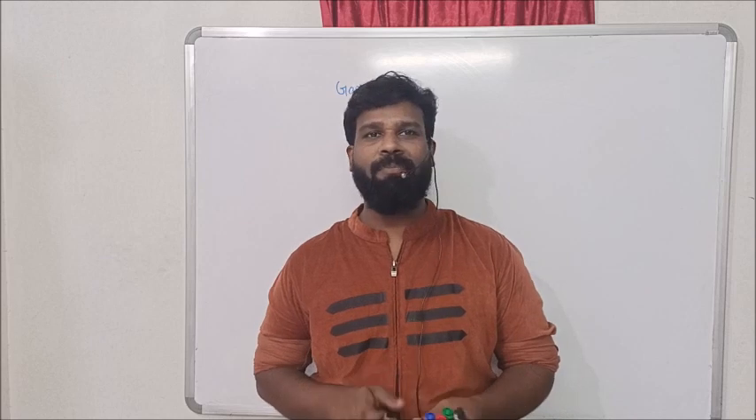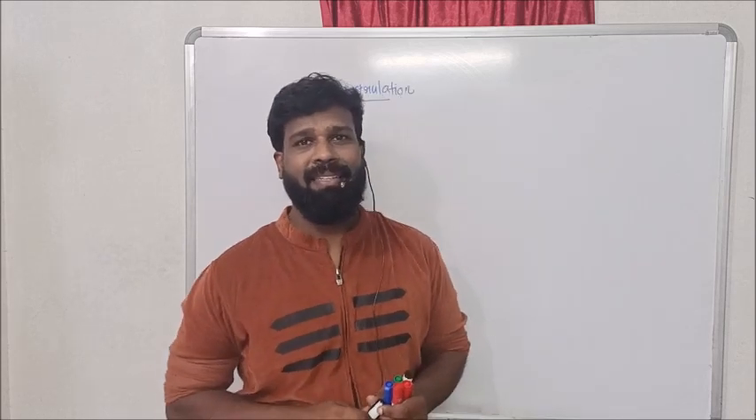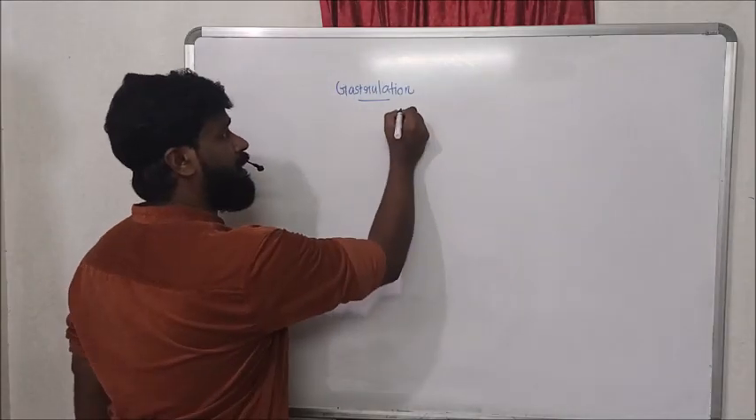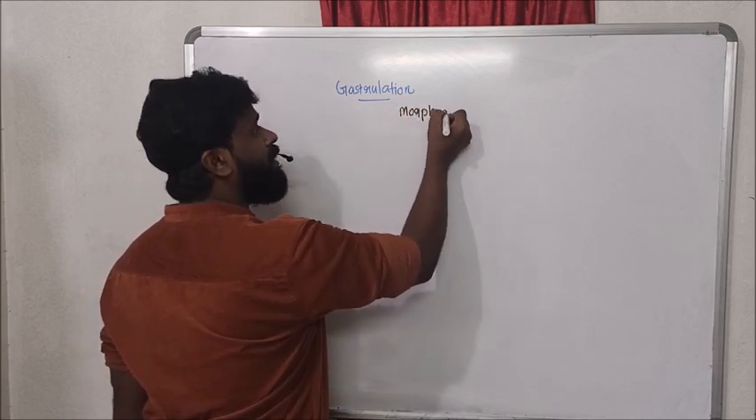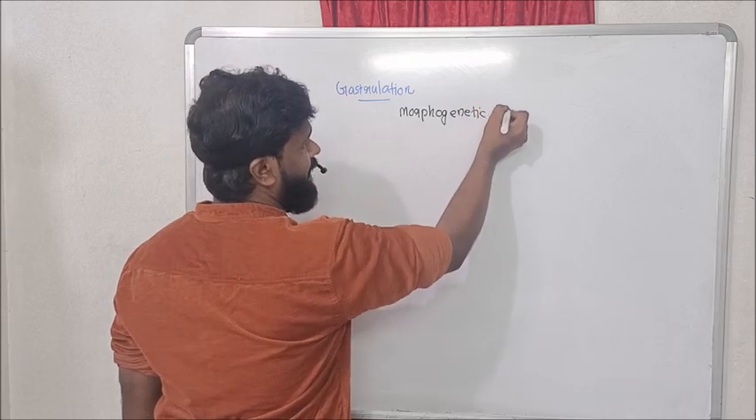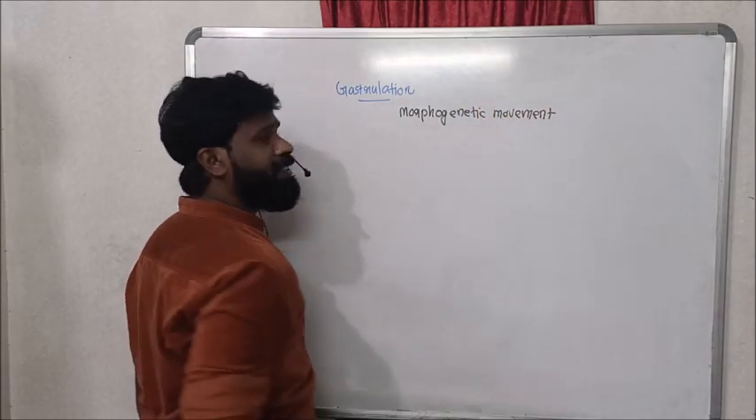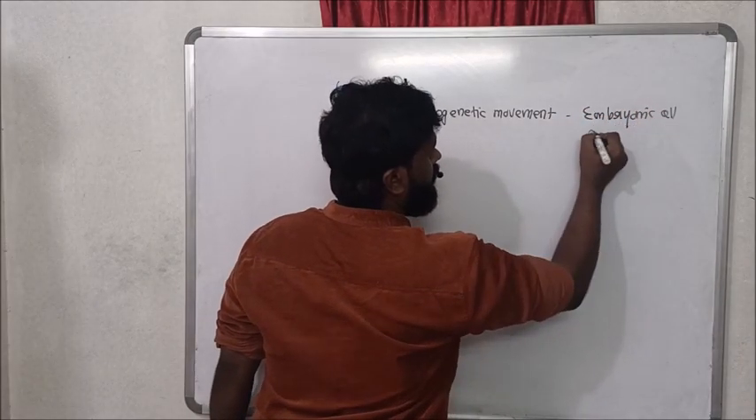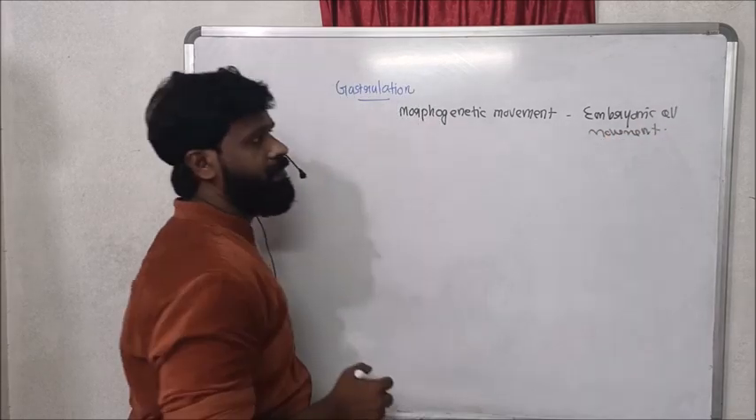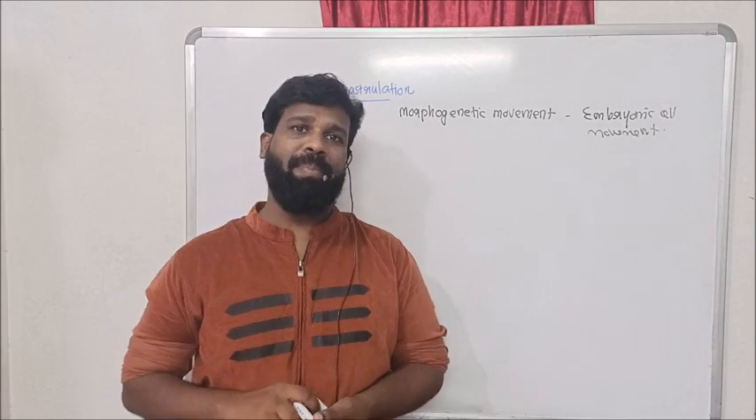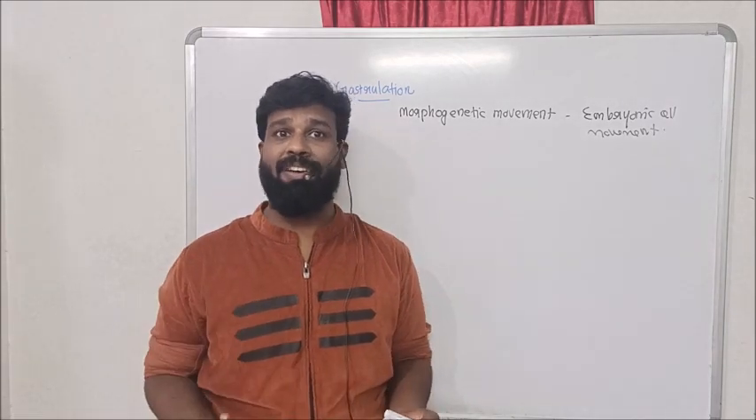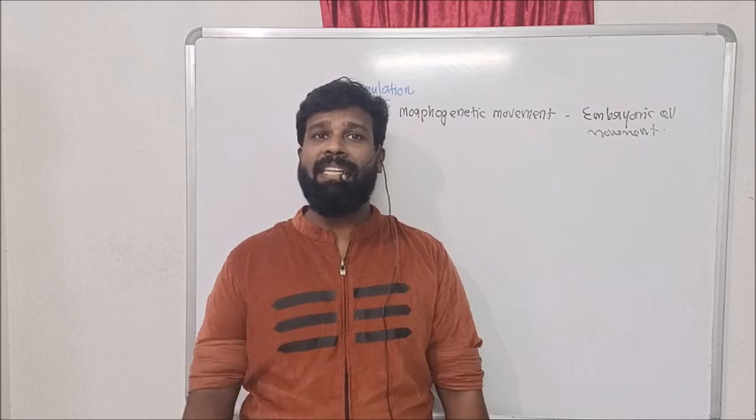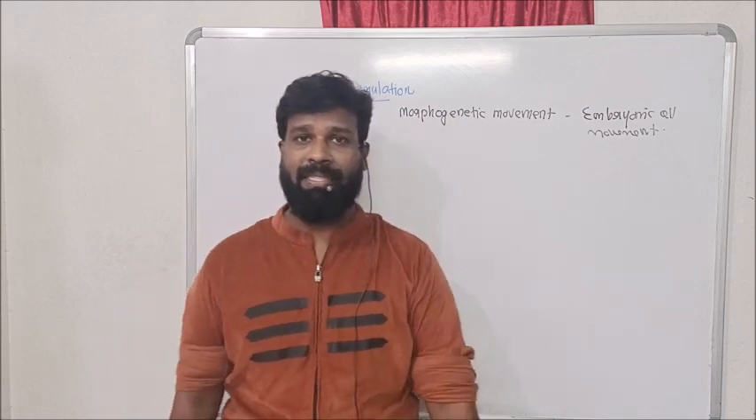In this session, we are going to learn about gastrulation in humans. We know gastrulation means maximum morphogenetic movement. Morphogenetic movement, or the embryonic cell movement, causes the formation of a trilaminar germ disc, or the trilayered embryo, the gastrula. So the maximum morphogenetic movement can be seen in this gastrulation process.